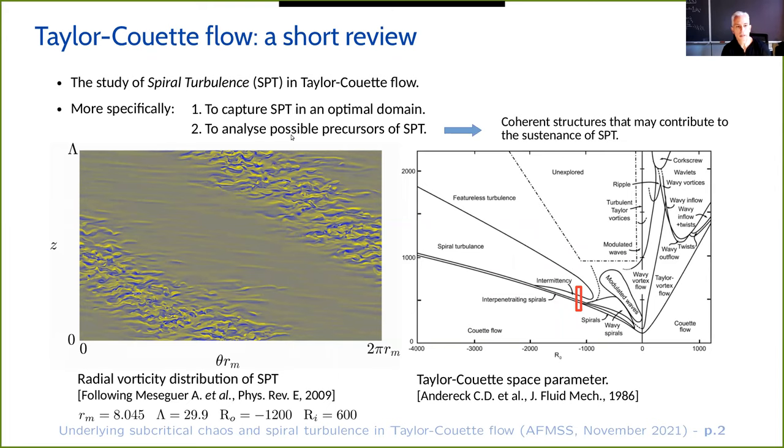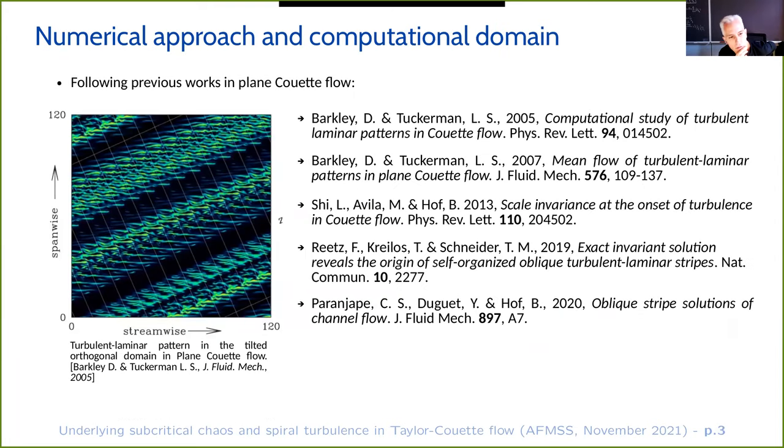This is not a new idea. I mean, this kind of oblique bands or oblique turbulent bands also appear in other canonical shear flows like Taylor-Couette or Poiseuille flow. And it was Barkley and Tuckerman that in 2005 already proposed to capture this kind of structures with an oblique orthogonal domain. I don't know if you can identify the boxes here, okay? In order to optimize the computational cost for computing this kind of spiral bands.